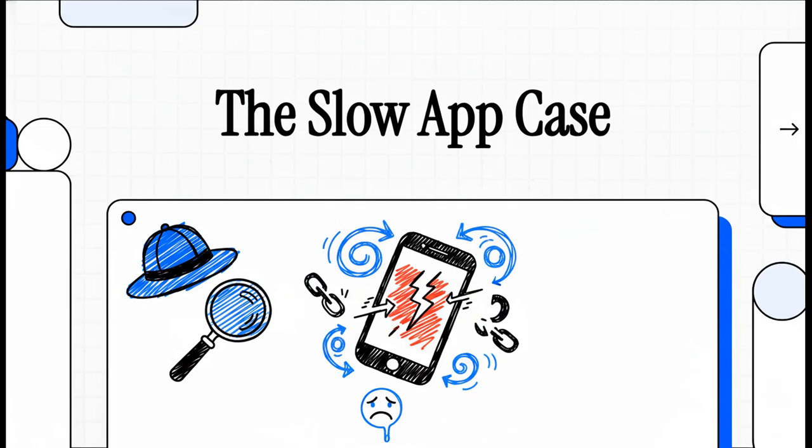All right, let's get into it. Today, we're basically detectives. The crime scene is your phone, and the victim is a slow, freezing app that's, well, driving users crazy. Our investigation is officially underway.